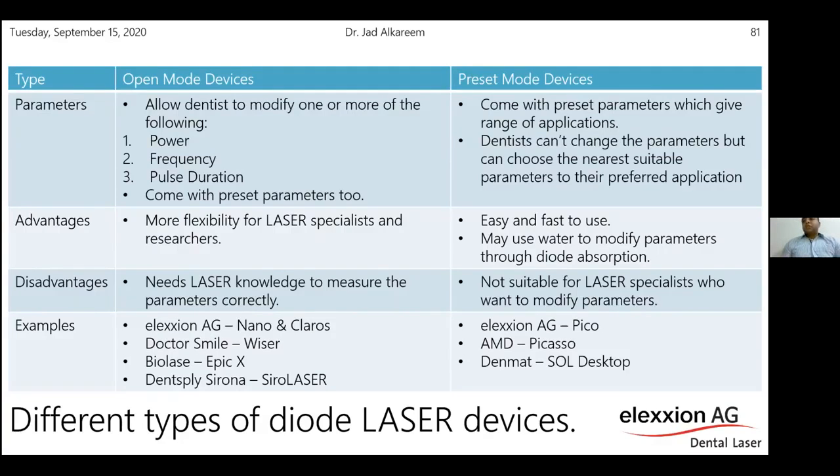The preset mode is not suitable for the laser specialist because most of the laser specialists want to modify the parameters. So if they cannot modify the parameters, it will not be very beneficial for them. For example, we have different devices in the market which are open mode or preset mode. You can find them in this table also. So this is a short introduction to differentiate between the preset devices and the open mode devices.